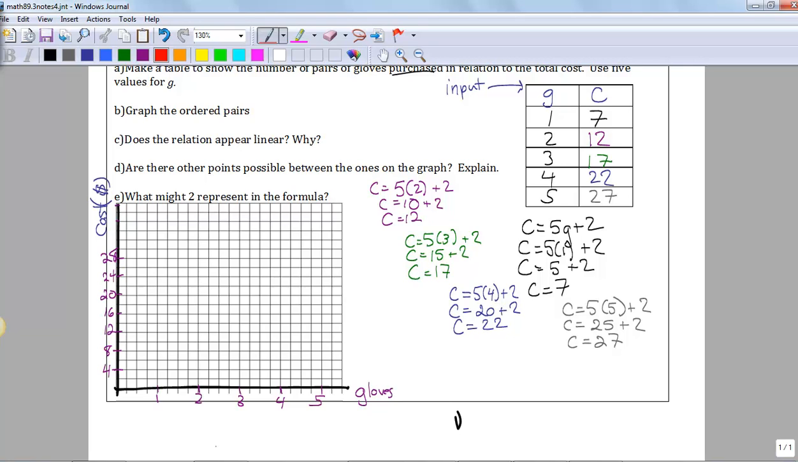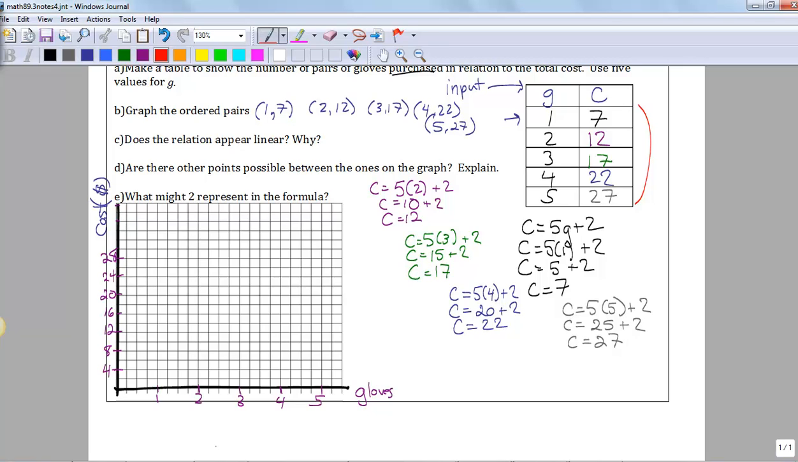Welcome back. You can see here I filled out my table of values. All my rough work is below, and I have a corresponding cost for the number of gloves. Now, B says graph the ordered pairs. Each line is an ordered pair. I've got 1 and 7, 2 and 12, 3 and 17, 4 and 22, and last but not least, 5 and 27. I already set up my graph below, with gloves along the X and cost along the Y.